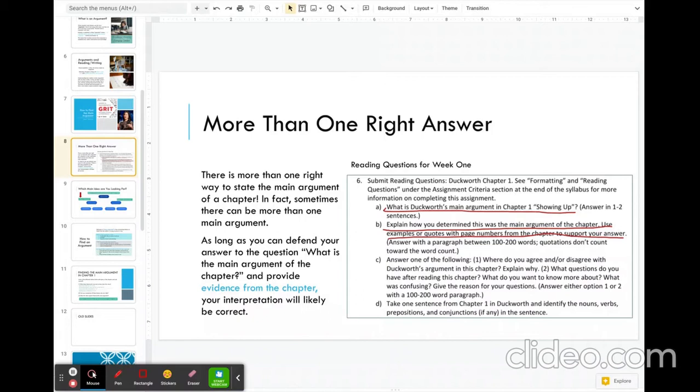And you do that by explaining your reasoning and then providing evidence from the chapter to show why you arrived at that conclusion that that is the main idea. So be aware that I will accept different answers from different people. Some people will arrive at different conclusions about what the main idea is, and that's okay.